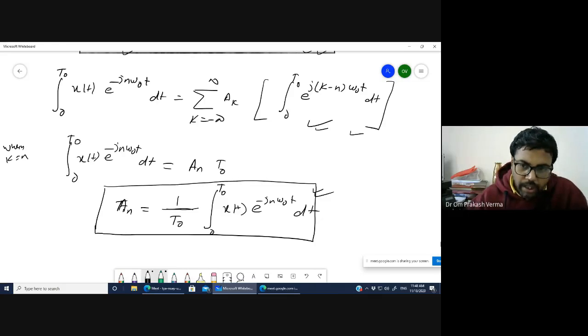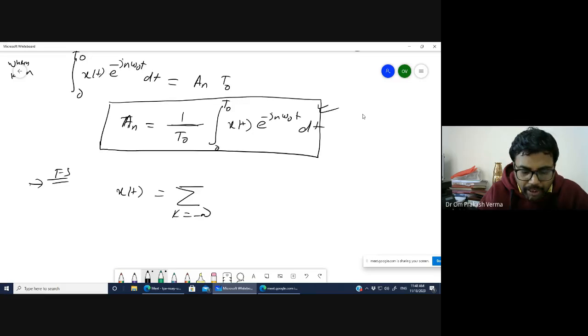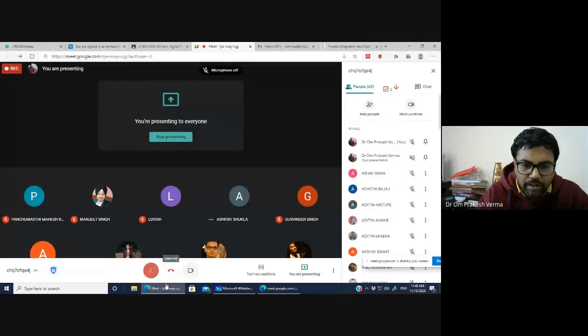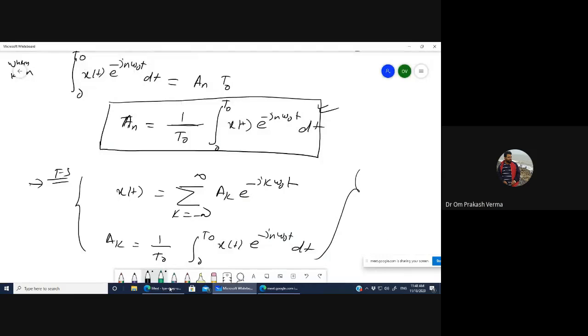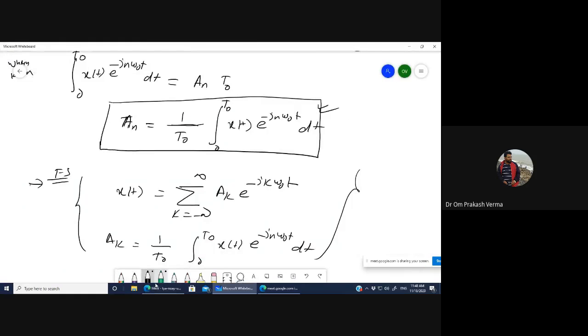Any problem? So finally, the Fourier series is represented in the form x(t) equals the summation of k from minus infinity to infinity of a_k e to the power j k omega naught t, with a_k equals 1 upon t naught times the integral from 0 to t naught of x(t) e to the power minus j n omega naught t dt. This is the case. Any problem? Just see. Take one more look, and if there is any problem, tell me, okay? Till then, look at it again.